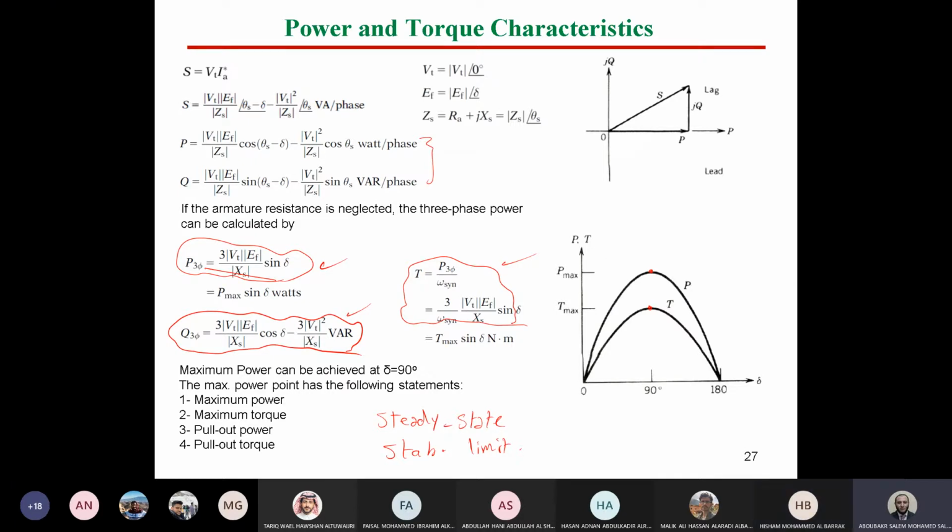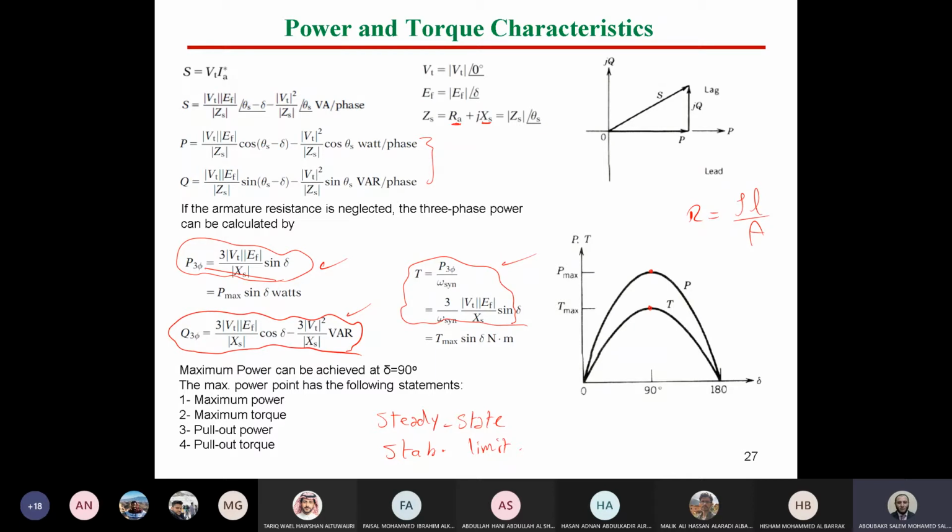Is it right? And for large diameter, you know the relation of resistance. Resistance equals rho multiplied by L over the cross-section area of the wire. So for high cross-section area, we expect to have very small resistance. So we can neglect the armature resistance compared to the synchronous reactance. Okay, so R can be neglected compared to XS. And you will see this in the problems.